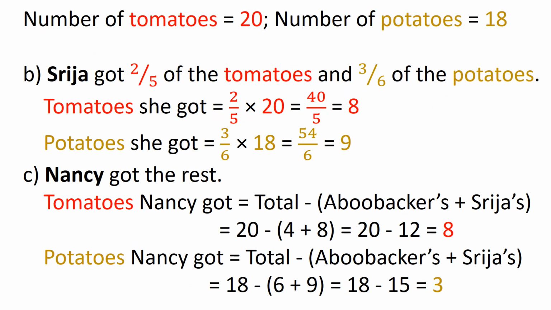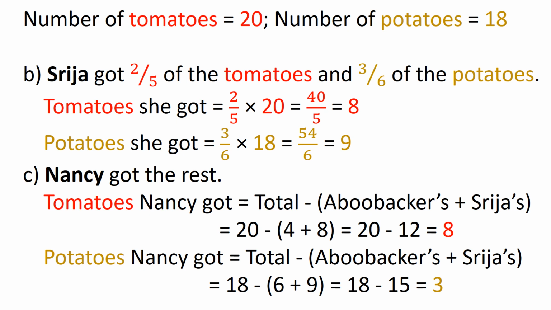Ramu gave 2/5 of the tomatoes and 3/6 of the potatoes to Srija. Let us now calculate the number of tomatoes and potatoes Srija got. The number of tomatoes is equal to 20 and the number of potatoes is equal to 18. So the number of tomatoes she got is equal to 2 upon 5 into 20, which is equal to 2 into 20 upon 5, which is 40 upon 5 equal to 8.